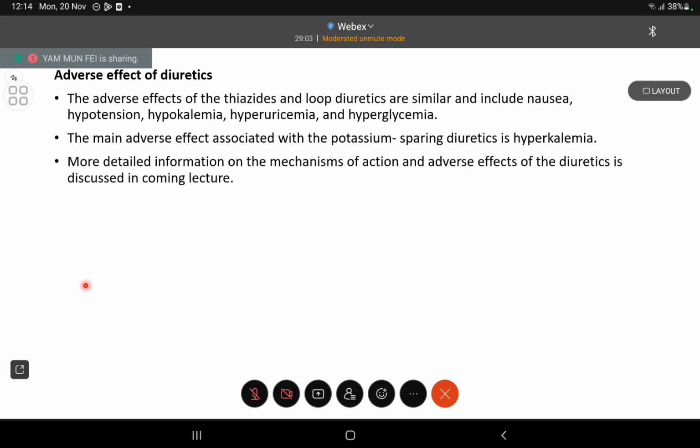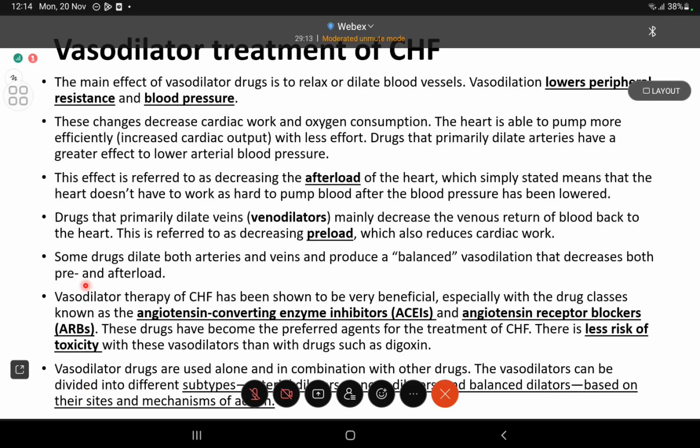Okay, quite clear. So the mechanism of action we are going to discuss in another topic. So straight away we go to the second drug. The second drug we are going to discuss is vasodilator. Why? Because the drug is able to dilate the blood vessel, either vein or artery. That's why we call it vasodilator. So sometimes ACE inhibitors and ARBs are also considered vasodilators.